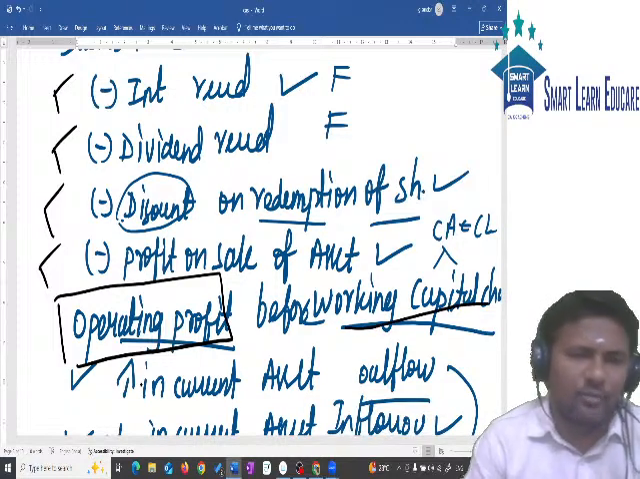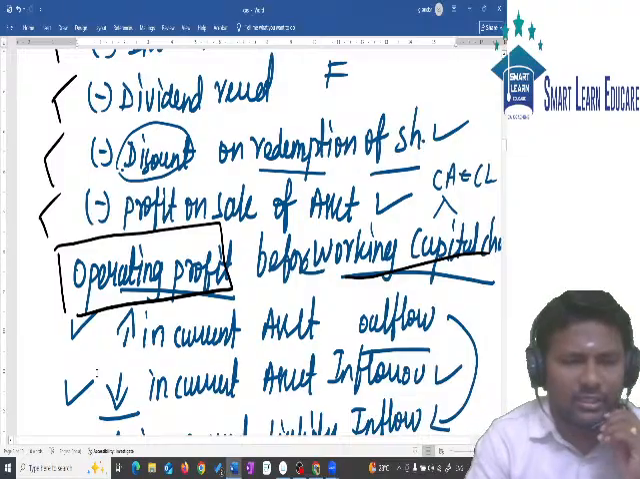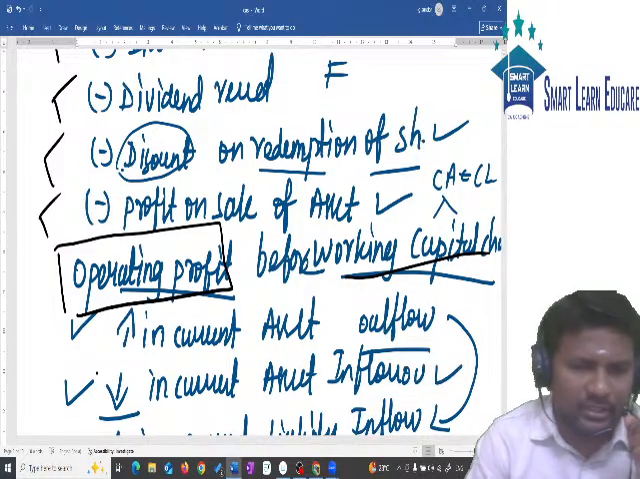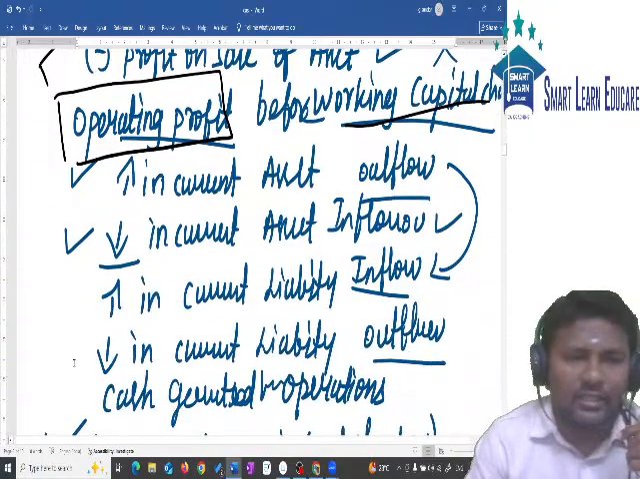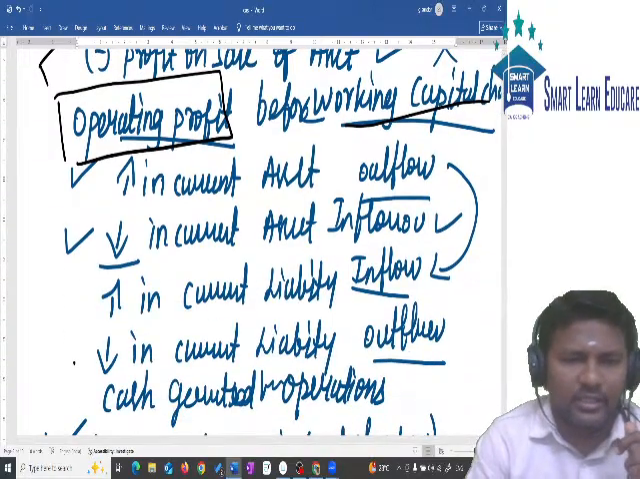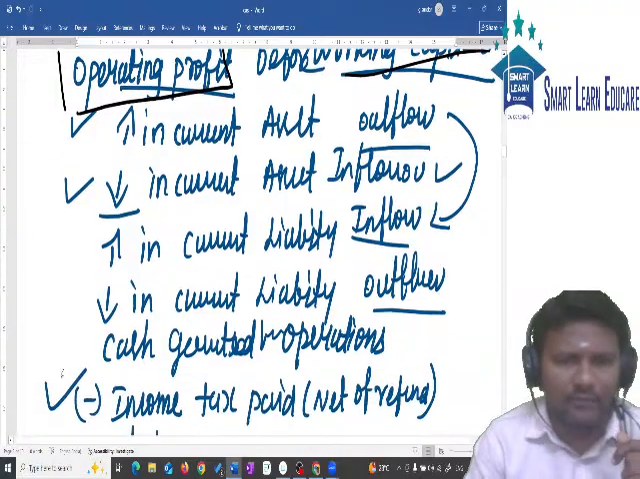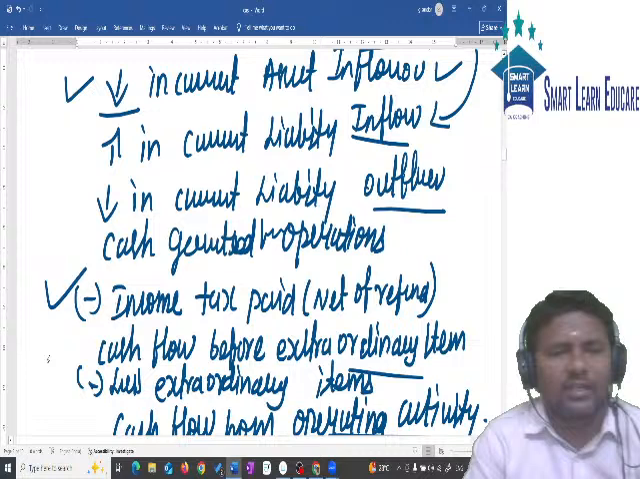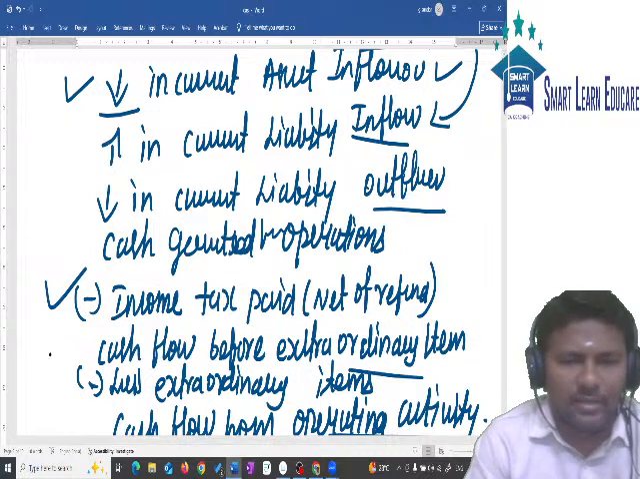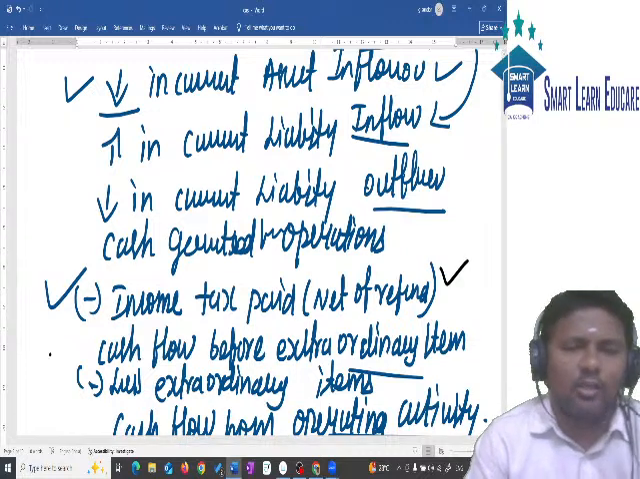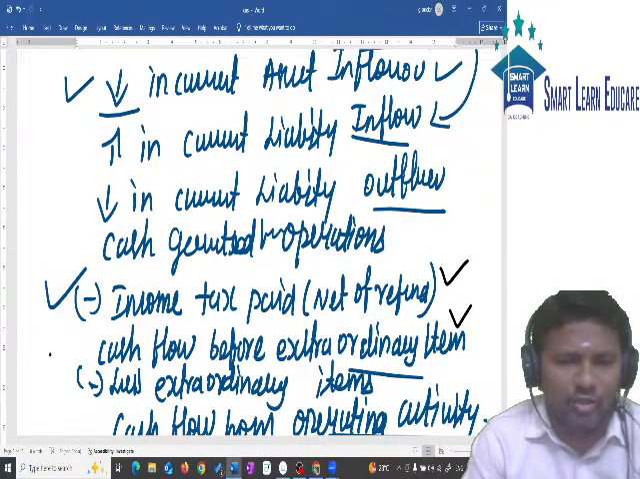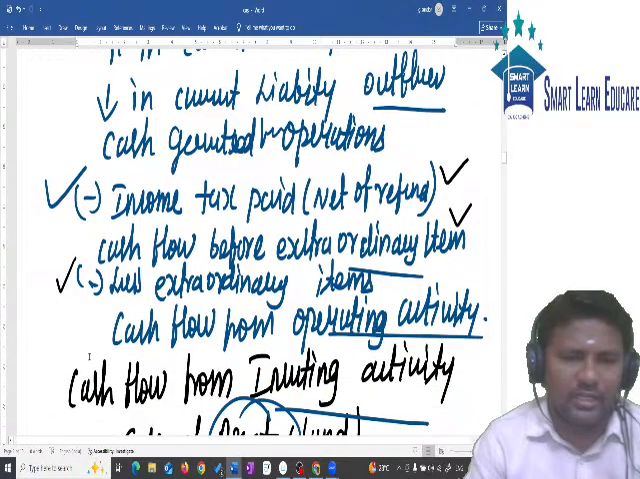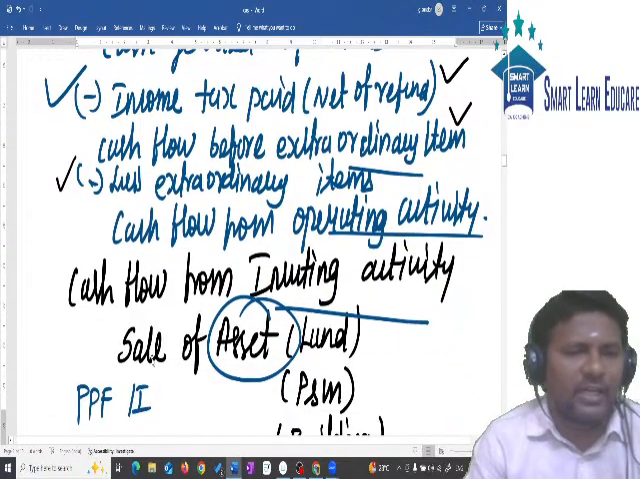With that, we need to make changes for working capital. What are the changes for working capital? Increase in current asset is outflow, decrease in current asset is inflow, increase in current liability is inflow, decrease in current liability is outflow. That will give you cash flow generated from operation. And in that cash flow generated from operation, you should subtract income tax paid. You will be getting cash flow before extraordinary items. With that, less extraordinary items will give you cash flow from operating activity.